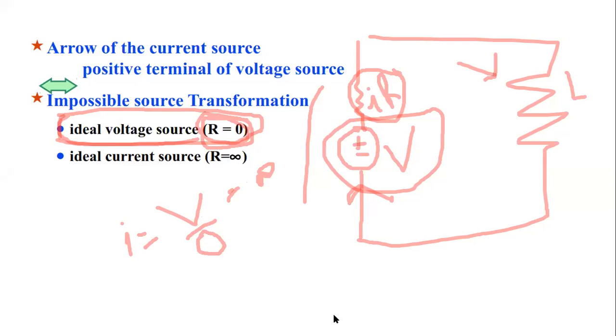This is already taught in first year also. What I'm saying is the ideal voltage source is having internal resistance as 0. What is the internal resistance of an ideal voltage source? That is 0. This is very, very important.